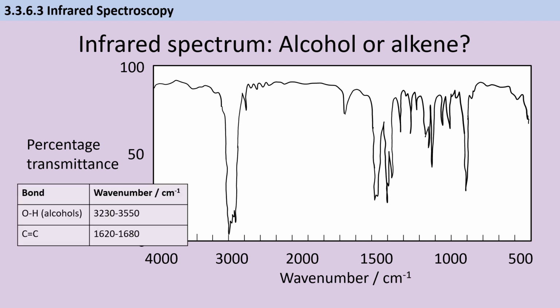So these are the only wave numbers that I'm actually interested in. And if I look here, this is often quite a small peak, but I do have that peak at 1620 to 1680, so that's my carbon-carbon double bond, and therefore it's an alkene. So I'd be saying this compound is an alkene because it does show a peak between 1620 and 1680, and that corresponds to a carbon-carbon double bond, and it doesn't show a peak that corresponds to an alcohol group.